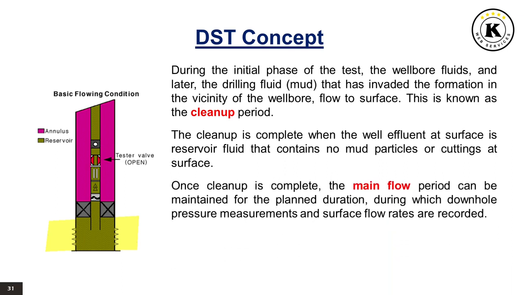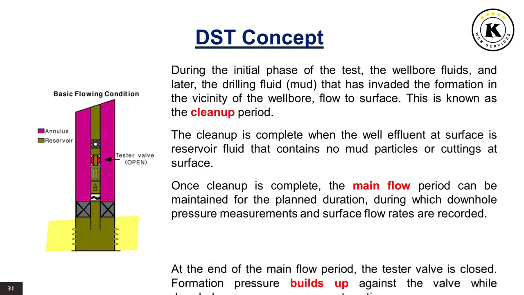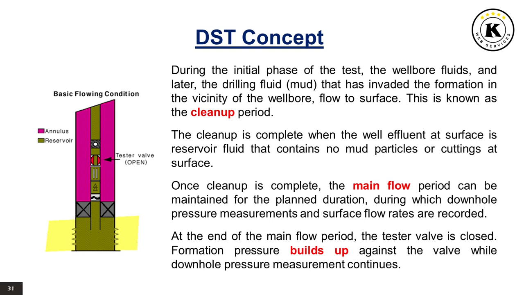Once cleanup is complete, the main flow period can be maintained for the planned duration, during which downhole pressure measurements and surface flow rates are recorded. At the end of the main flow period, the tester valve is closed. Formation pressure builds up against the valve while downhole pressure measurement continues.